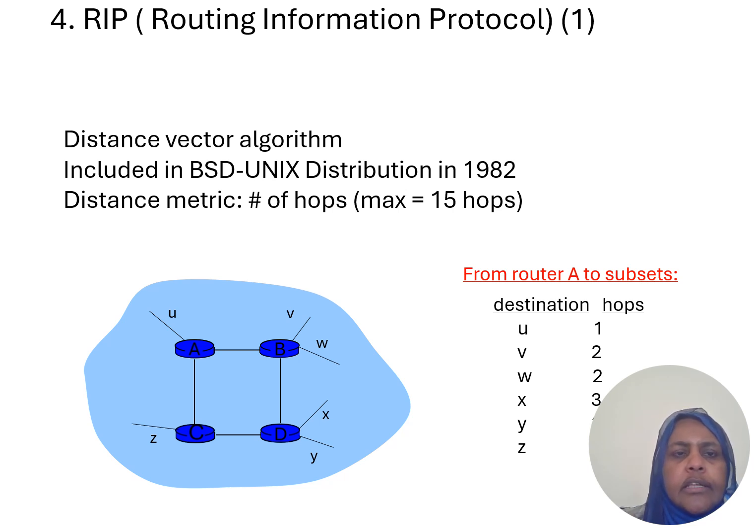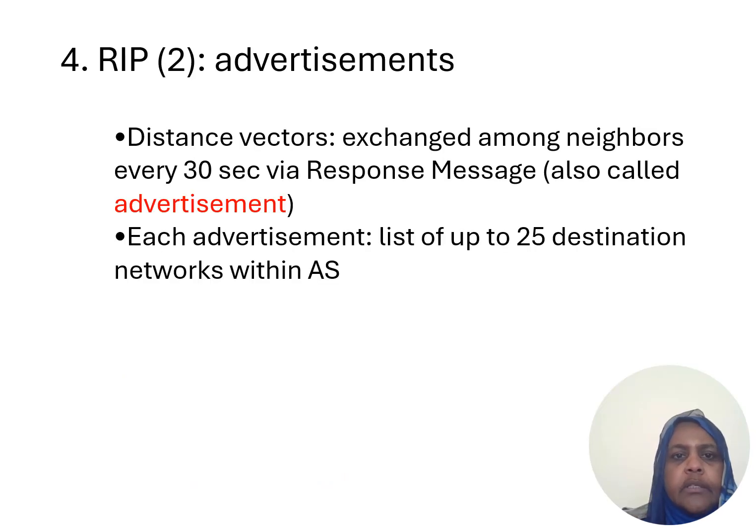that's to say the protocols that are used to determine the route. The first one to discuss is RIP, Routing Information Protocol. It's a distance vector protocol. It was first included in BSD Linux in 1982. The distance metric is the number of hops, with a maximum of 15 hops. Anything above 15 is considered infinity. RIP advertisements are sent every 30 seconds via response messages, also called advertisements. Each advertisement has a list of up to 25 destinations within the AS.